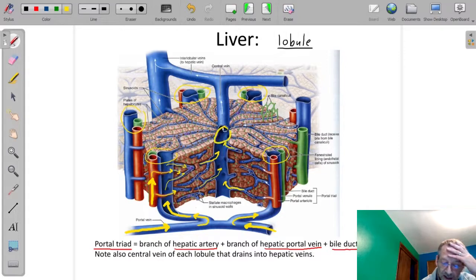Blood leaves the center of this lobule and then flows out and merges with other veins, and then those ultimately drain off and go into the hepatic vein and leave the liver, and ultimately off back to the inferior vena cava. So that's the basic blood flow.